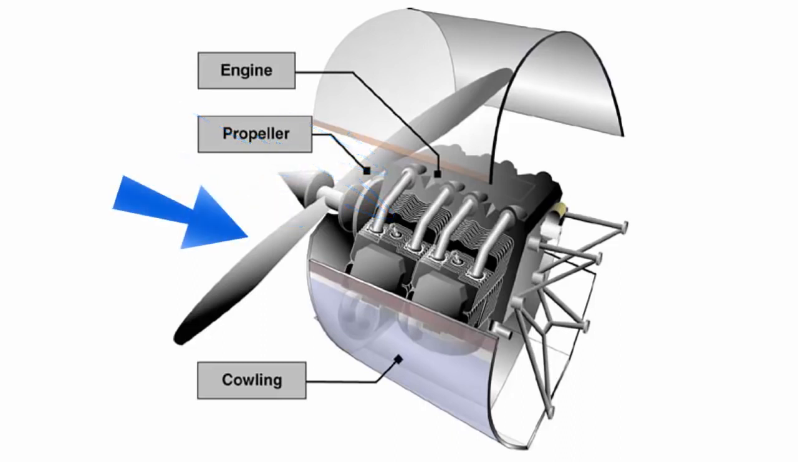The propeller, mounted on the front of the engine, translates the rotating force of the engine into thrust. As you will recall from the previous video, thrust is a forward-acting aerodynamic force that helps move the airplane through the air. The propeller may also be mounted on the rear of the engine, which is called a pusher-type aircraft.